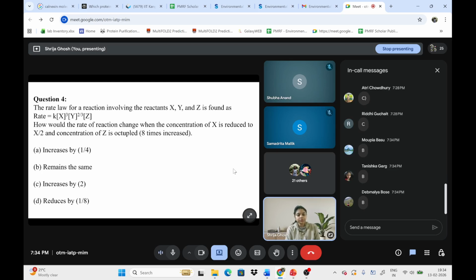I'm seeing option B in the chat box. I request all of you to try to solve and write your answers in the chat box. I see only 5 or 6 people who are answering in every class. So please, this will help you solve the questions quickly.